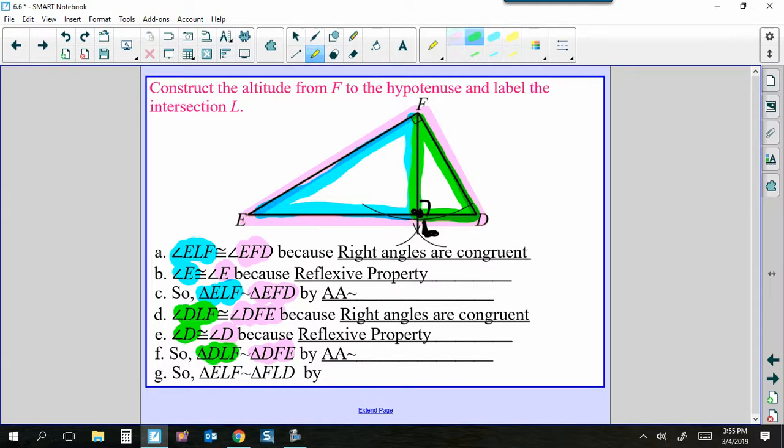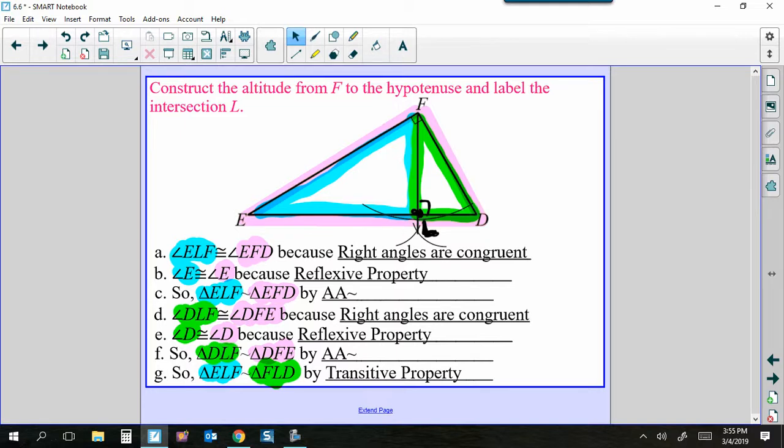And then lastly, why would angle ELF be congruent to FLD? Well, or not congruent, similar. Why can we say that? Well, look at everything we've said. We have 2 different triangles similar to the same triangle. So when you have 2 different things equal to the same thing, we can say those 2 different things are equal by what property? Transitive property? You are correct, Mrs. Nets.